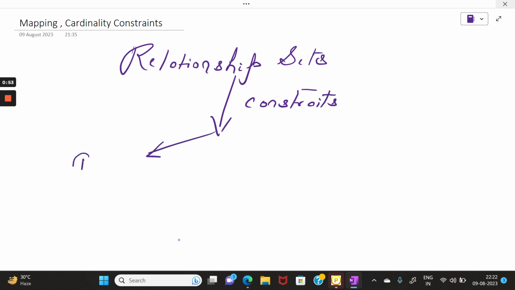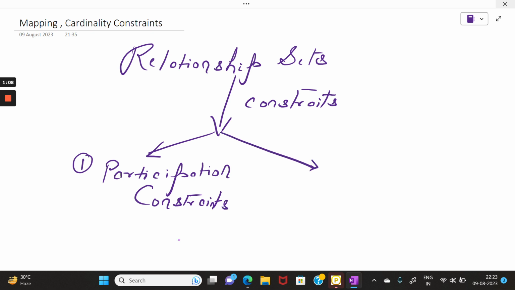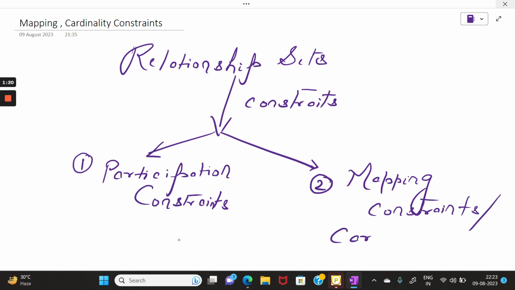The very first was the participation constraint, and the second one is the mapping constraint, or the cardinality constraint. We are going to look into these two through some examples.